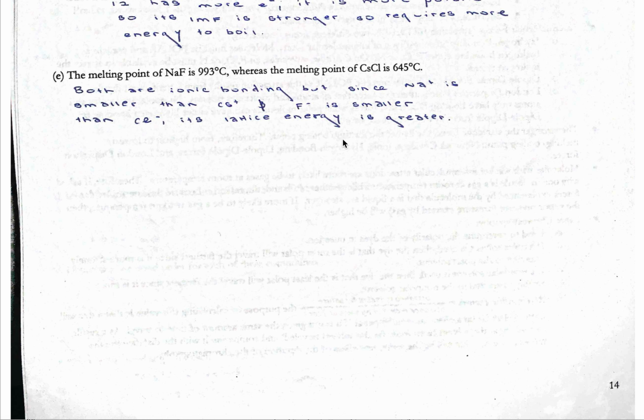NaF versus CsCl. First task, what type of bonding do you have? Well, NaF and CsCl, cesium chloride, those are ionic bonds. And so remember, for ionic bonding, there are two factors that affect the boiling or the melting point.